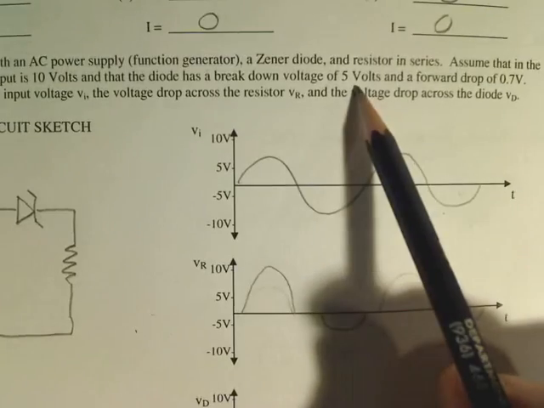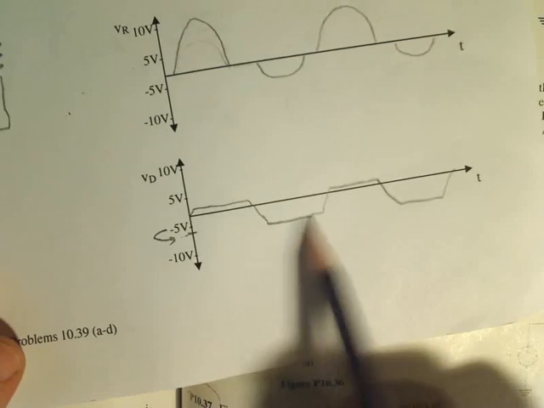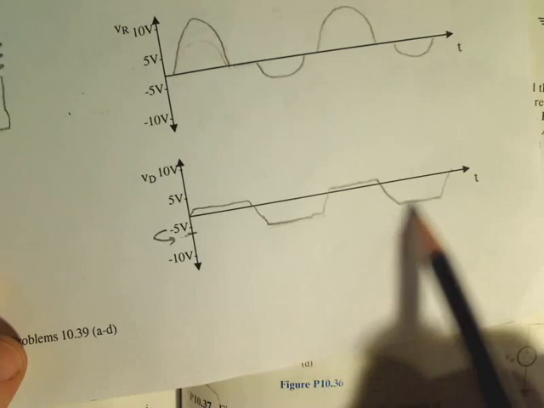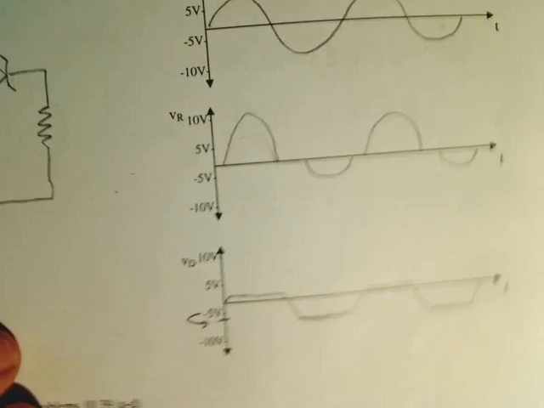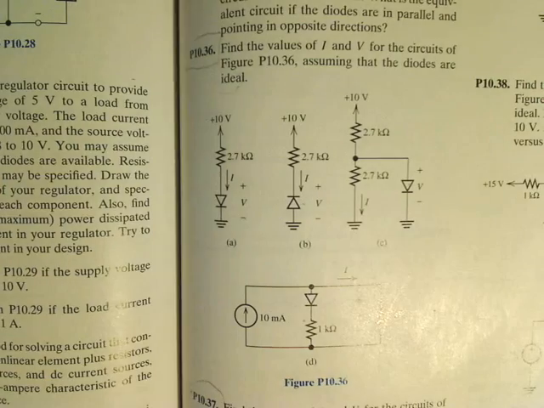Basically, you can look at the Zener voltage, which is 5 volts, and that's what is going to be clipped off at the bottom of this sine wave. So if you take this plus this, you're going to get the bottom of that sine wave.